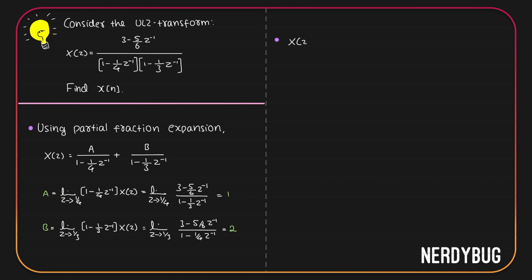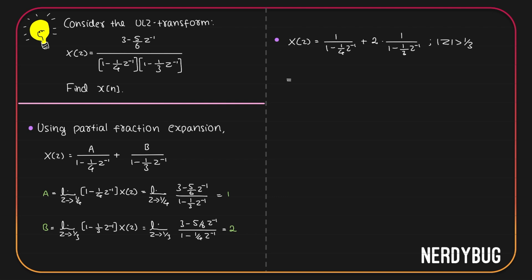Now let us write x of z as 1 by (1 minus 1 by 4 z inverse) plus 2 multiplied by 1 by (1 minus 1 by 3 z inverse). The ROC is not given in the question, but it is given that this is a unilateral Z transform, which means the ROC is always going to be the exterior of the circle outside the outermost pole. Here we have two poles. One is at 1 by 4, the other is at 1 by 3. So the outermost pole is 1 by 3, which means the magnitude of z should be greater than 1 by 3.